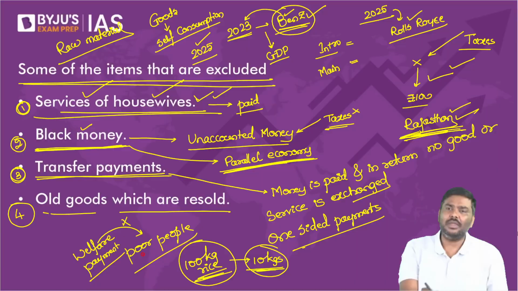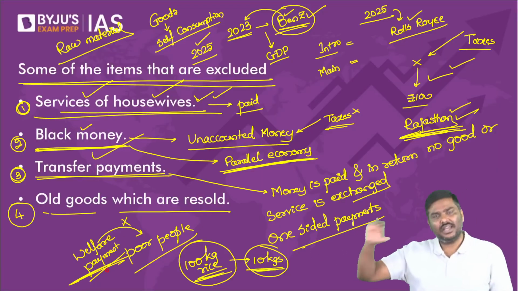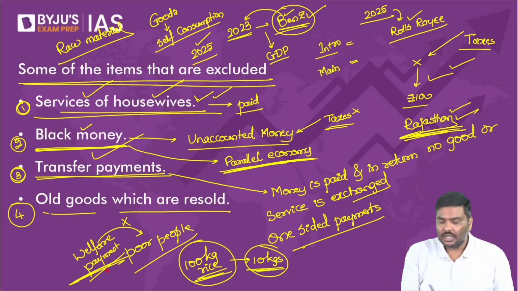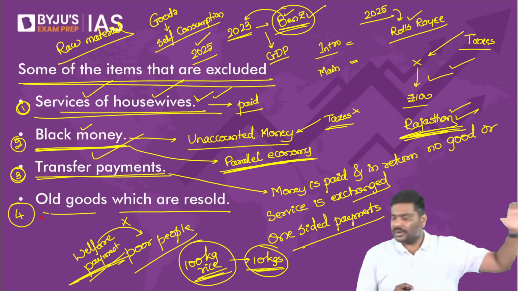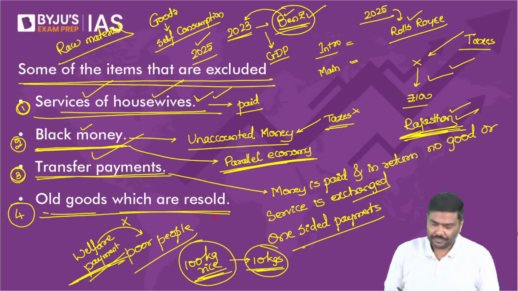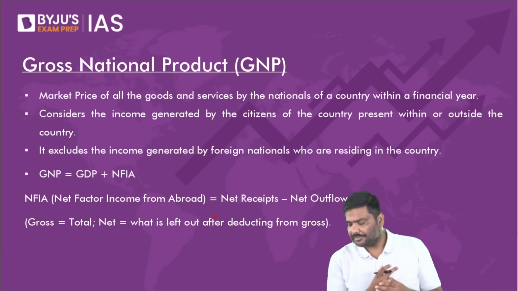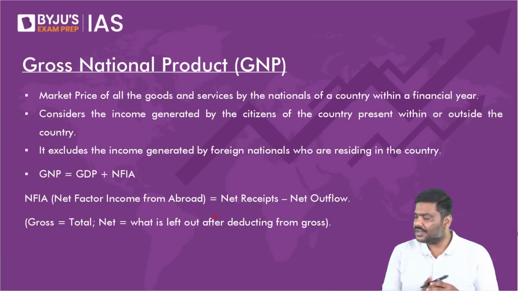Okay. Transfer payments, one-sided payments. Best example is welfare payments. No goods or services are purchased here. Hence, don't count it. Old goods are already counted when they are manufactured. Hence, do not count it when they are resold. Okay. That is the discussion regarding the concept of GDP, gross domestic product.